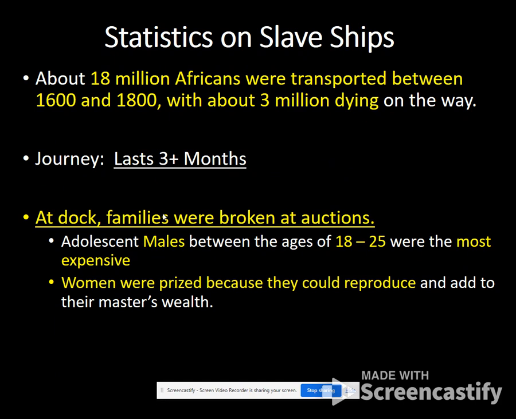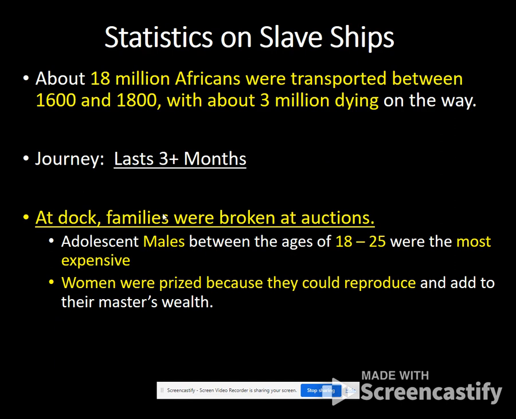On these trips, they're going to give them as little water and as little food as possible. They're basically just trying to keep them alive. They really don't care about their comfort or how much nutrition they get. As long as they're alive when they get off the boat, that's all they care about. This journey lasts three plus months.